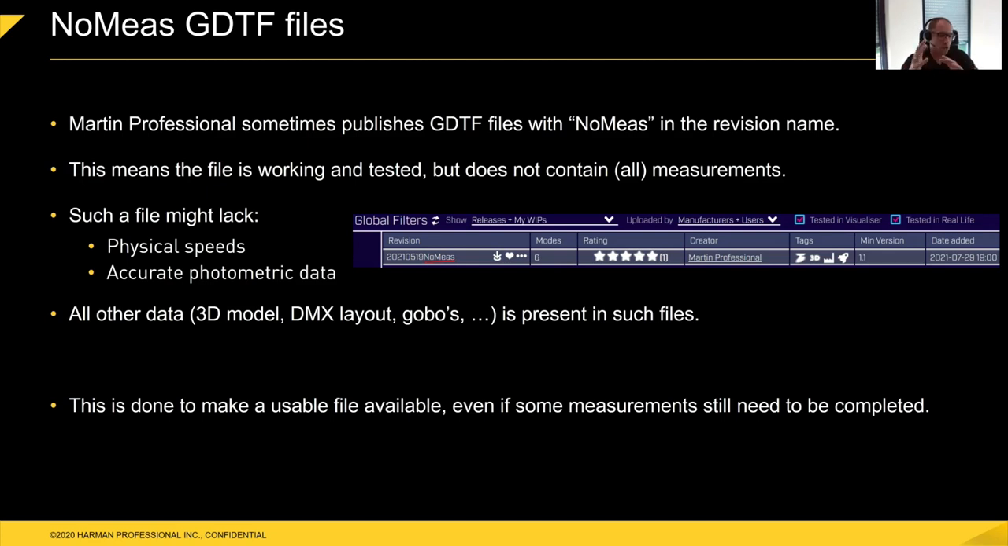All the other data, like a 3D model, a DMX layout, the gobos, it's all present in such no measurement files, so they will work perfectly fine. It's just there's some fine-tuning in the visualizer in terms of speeds and photometric data, which isn't there. So we usually do this to make a file available, even if some of the measurements still need to be completed. But as I mentioned, these files work perfectly fine. They're just some details that will be added later, and then the no measurement flag will be removed from the file.